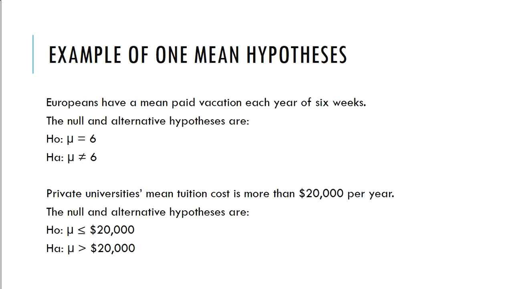Here's another example. Private universities' mean tuition cost is more than $20,000 per year. All right, so it's saying that tuition costs more than $20,000 per year. It has nothing to do with the equality sign. So in my alternative, I'm going to put the mean is greater than $20,000. So what would that make my null? Well, that would make my null that the mean is less than or equal to $20,000. So I know these are kind of confusing, but if you play with them, you'll start to see how they go and get the rhythm for them.